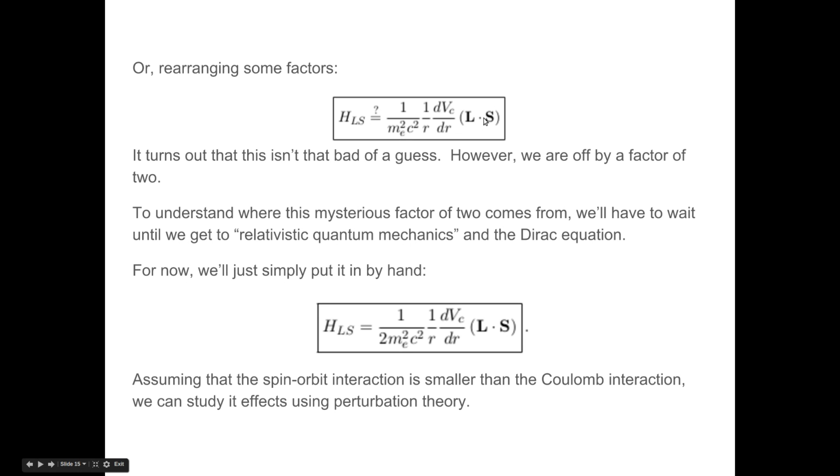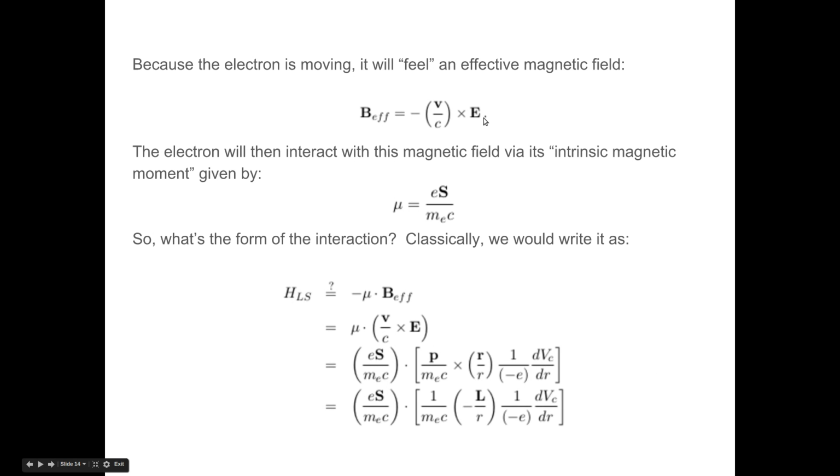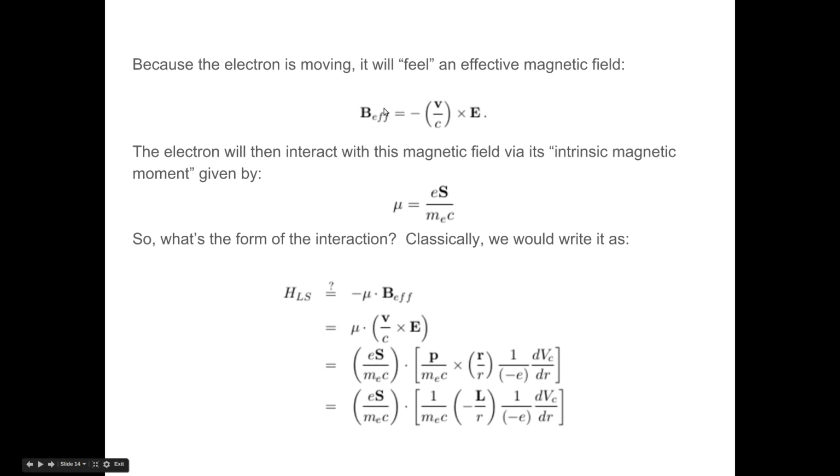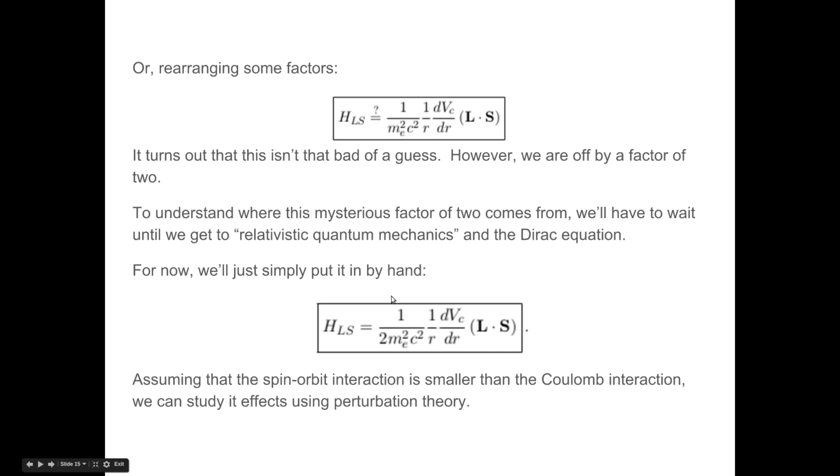It's an interaction we started out by talking about as an interaction between the electron's magnetic moment and the effective magnetic field from charges moving around. And what we end up with is something that looks like a spin orbit kind of interaction, right? So I kept this question mark here because we were basically guessing, okay? And it turns out that we're not too far off. It wasn't that bad of a guess, but we're off by a factor of 2.